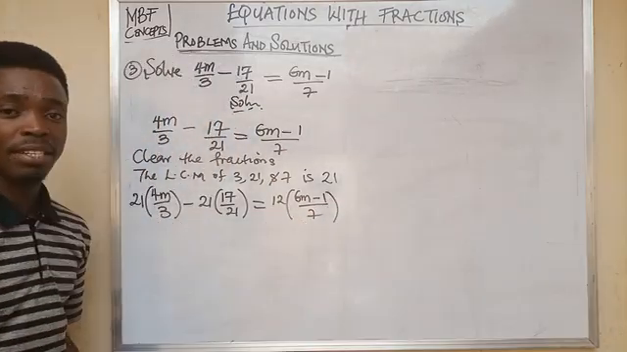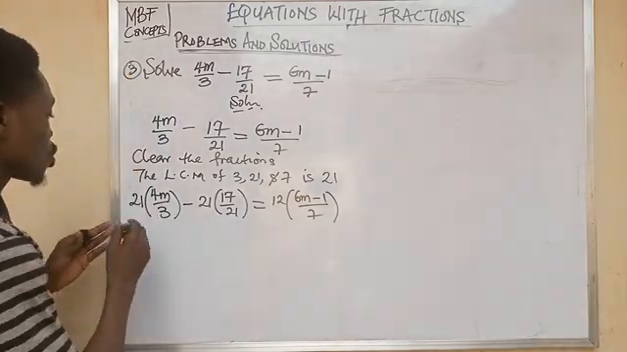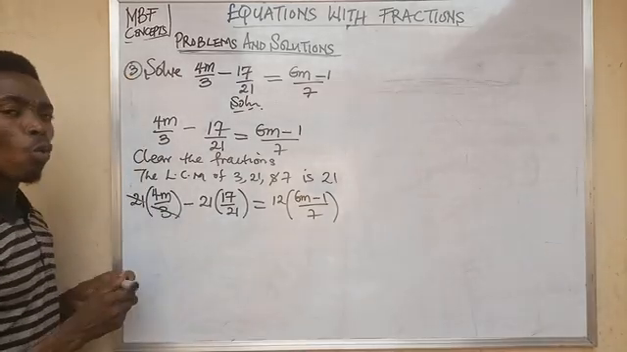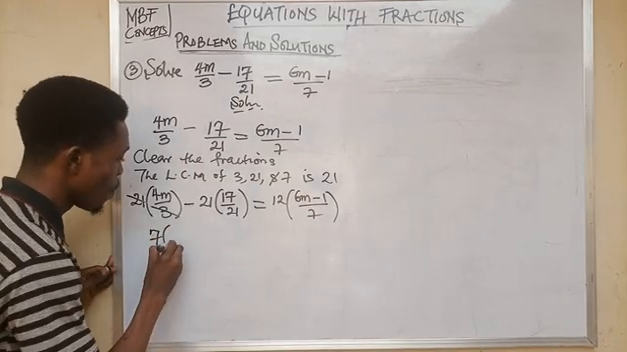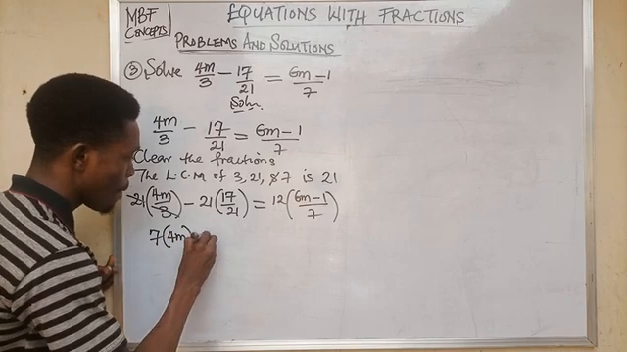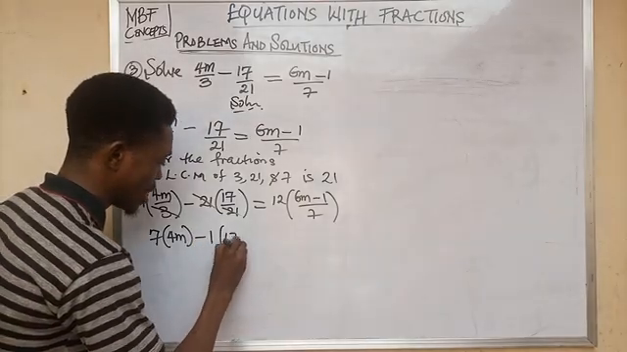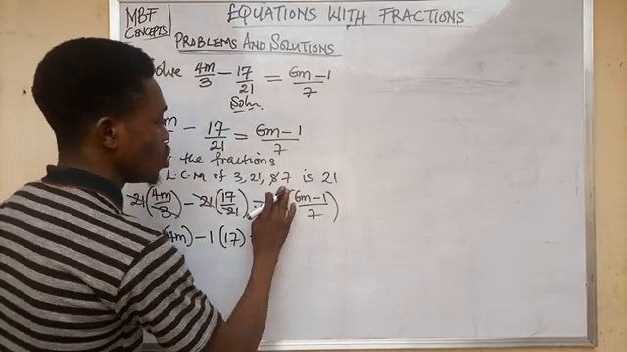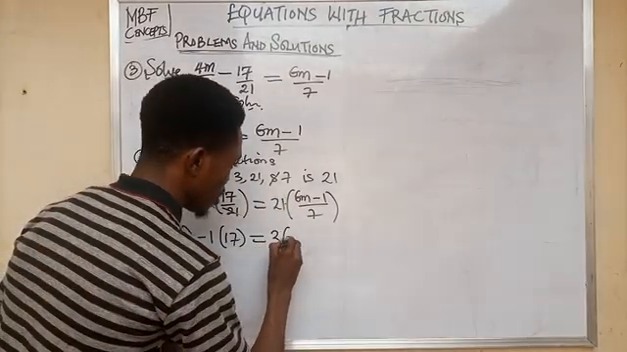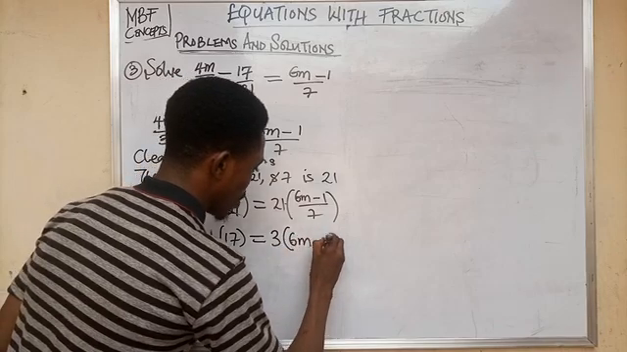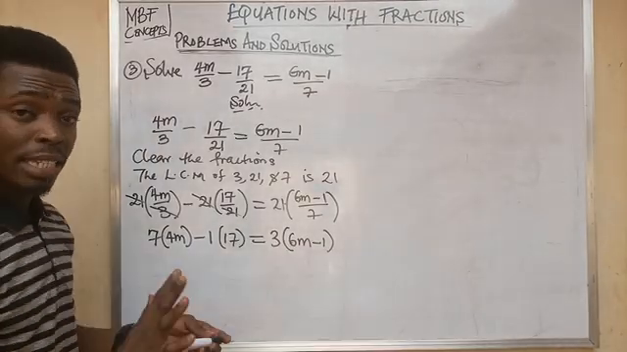Guys, it's as simple as this. If you can get it this way, then you are done. All we need to do here now, guys, is to simply divide this by this. When 21 is divided by 3, you're going to have 7. So we're going to have 7, open bracket, 4m minus 21 divided by 21, we are going to have 1. We're going to have 1 times 17. Then is equal to 21 divided by 7. You're going to have 3. So 3 into 6m minus 1. Like I explained earlier, what you have inside this bracket after clearing the fraction is the existing numerator.